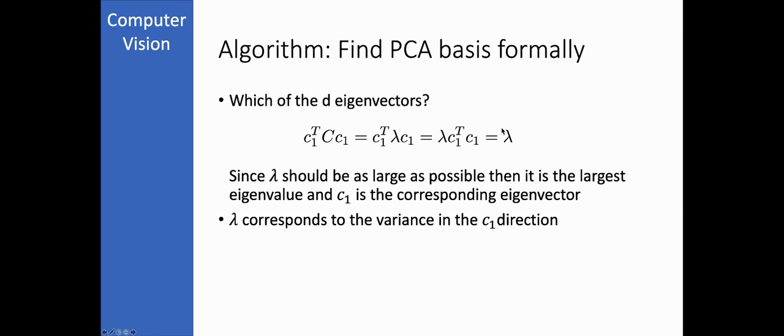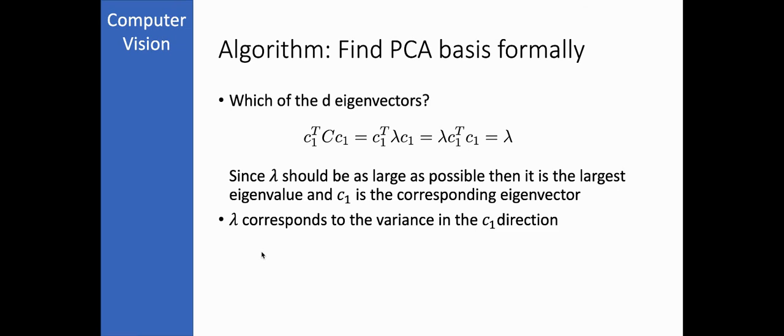So if I want to maximize this form, that means maximizing lambda. Since lambda is the eigenvalue, this lambda should be the largest eigenvalue of the sample covariance matrix. Therefore, C1 must be the eigenvector that corresponds to the largest eigenvalue. Okay? And to write explicitly, lambda here also corresponds to the variance of the data in the C1 direction.